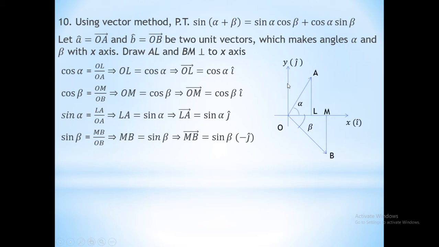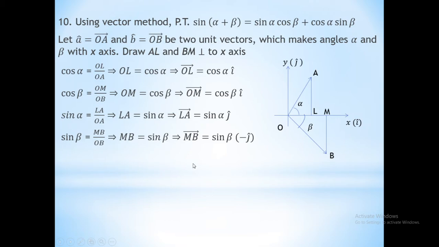That is, this is the j cap, but here MB is pointing downwards. That means the opposite direction. Since it is in the opposite direction, I have to change the sign. So it is minus j cap. Remaining things are same. Now, when you have sin, you have to go for cross product.